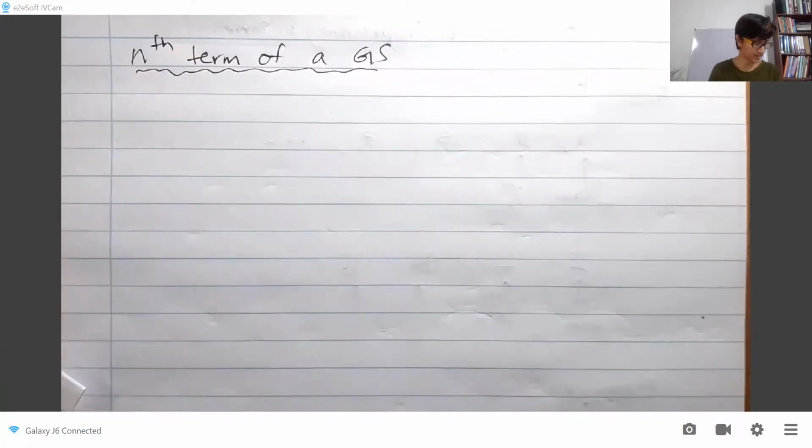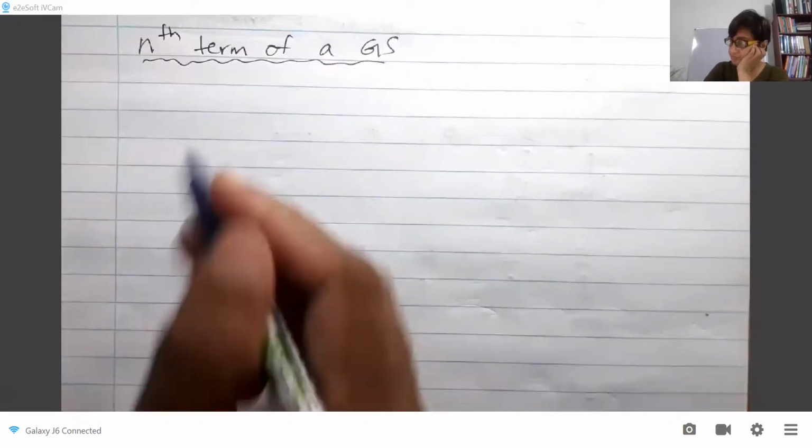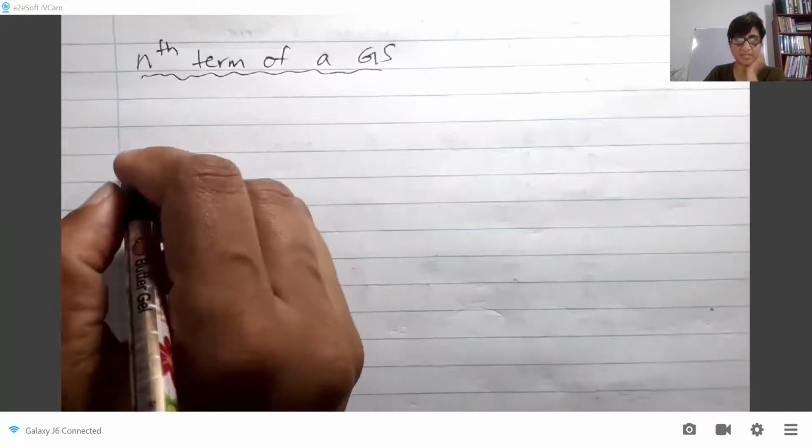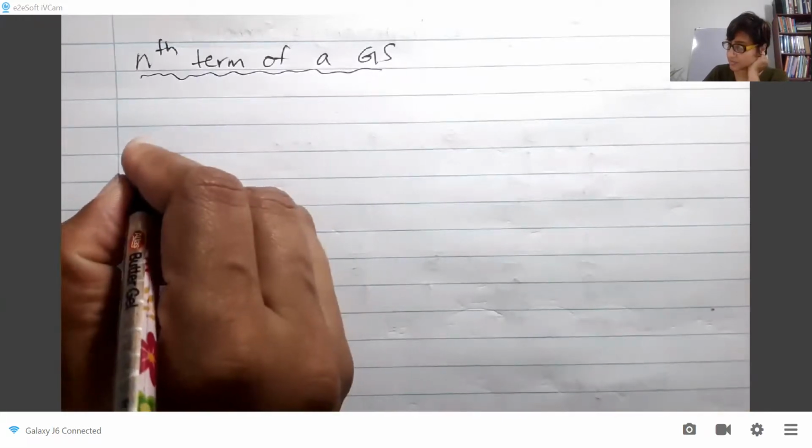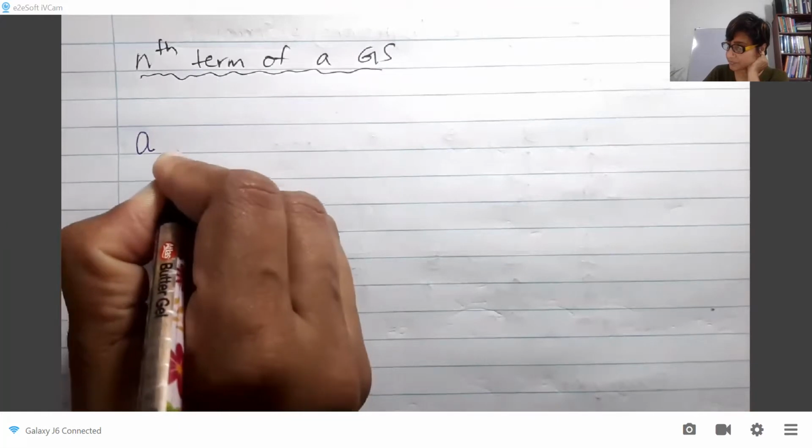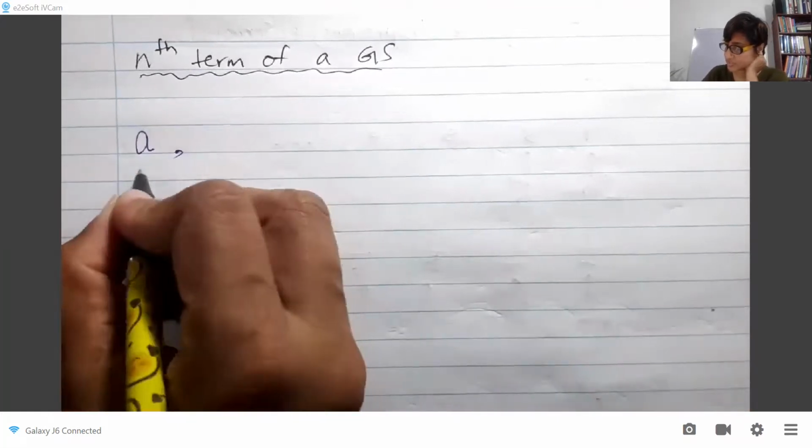Okay, so we are writing under nth term of a geometric sequence. Let's think of any geometric sequence with first term A in red, and common ratio R in red. First term a and common ratio r. So just like before, if I try to write this sequence out, I know the first term is a. Okay, this is the first term.